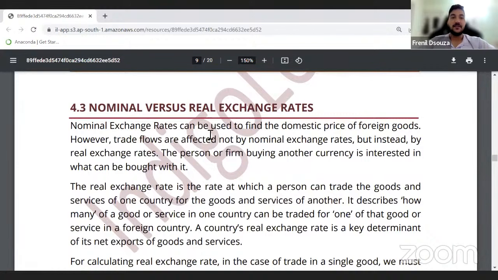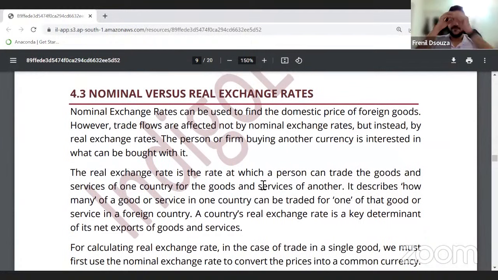Next, we have something called the nominal versus real exchange rate. Now, let me tell you this. Imagine that $1 is equal to 100 rupees. When I say $1 is equal to 100 rupees, what I can buy in the USA with that $1, can I buy the same thing in India for 100 rupees? That question will come up. So when $1 is equal to 100 rupees in the market, will I get the product which I get at $1 in the US for 100 rupees in India?